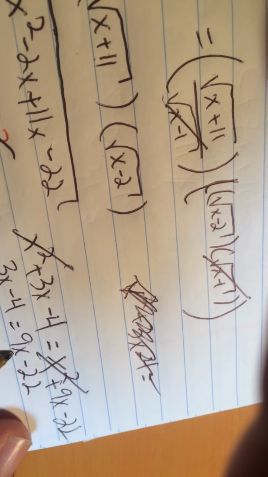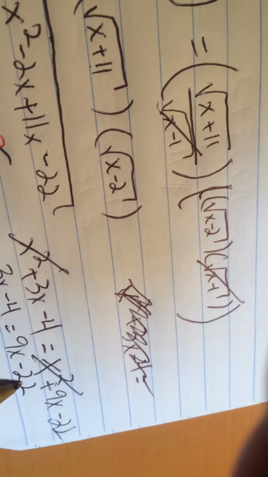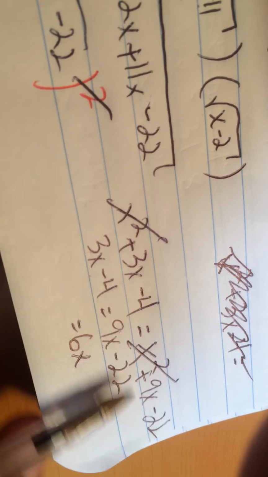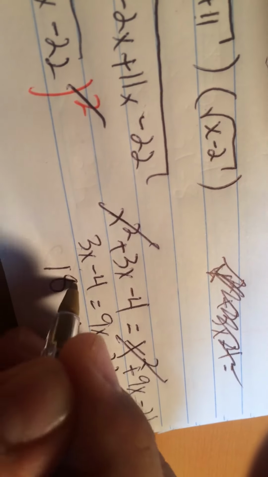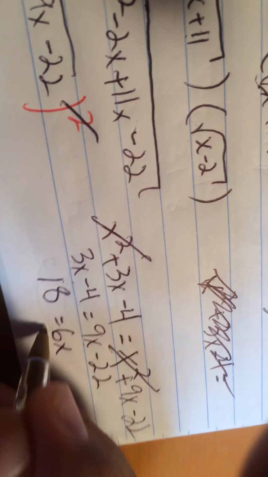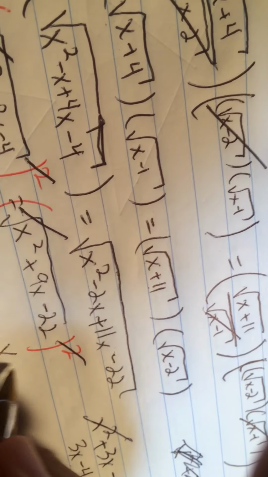This one moves to the other side. It's going to be 6x and minus 4 plus 22. We're going to move the 22 here. So minus 4 plus 22, 18. And then we just solve. Divide by 6 on both sides. And x is equal to 3. And there we have our answer.